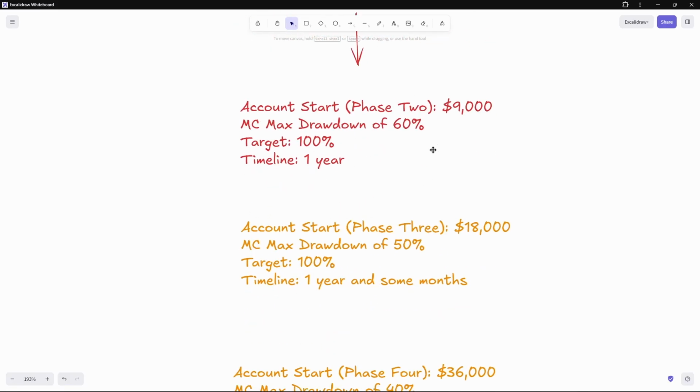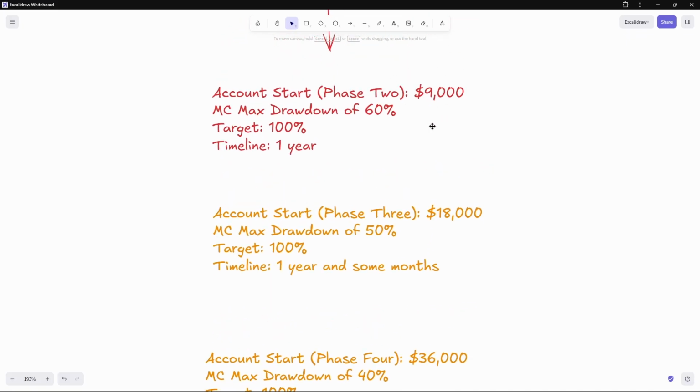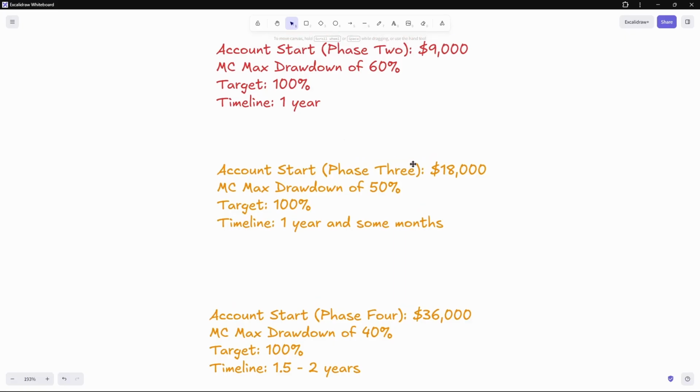And then once I achieve that 100%, I move on to phase 3, in which my account balance will now be $18,000, which is 100% of $9,000. And you probably get the idea now. You target 100%, reduce your risk. Target 100%, reduce your risk. So now in phase 3, our account balance is $18,000, and our drawdown, we expect worst case scenario to be a 50% drawdown. Previously, it was 60%, but now we're expecting a 50% drawdown for the worst case scenario.